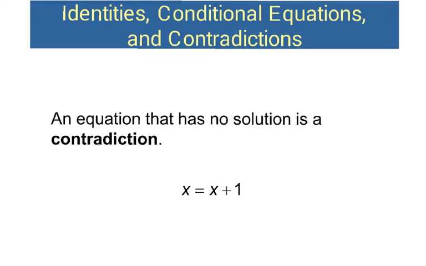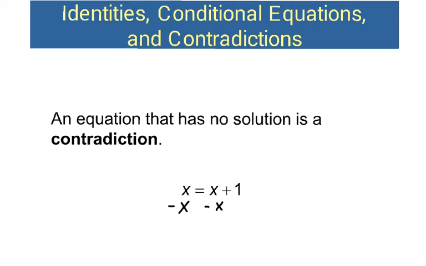Last is an equation that has no solution, which is a contradiction. Just like this simple example I have here, if I were to try to solve for x here, what I would end up with is, well, let's subtract x from both sides of the equation.